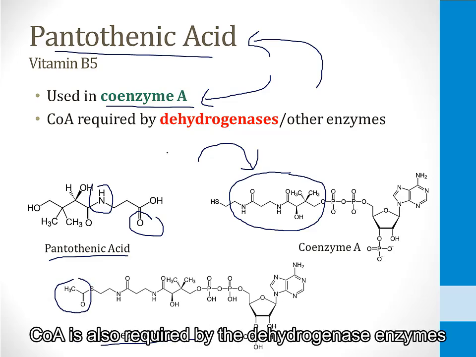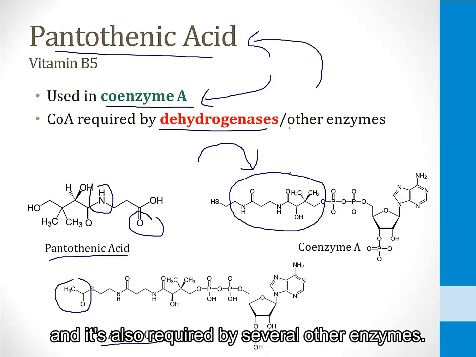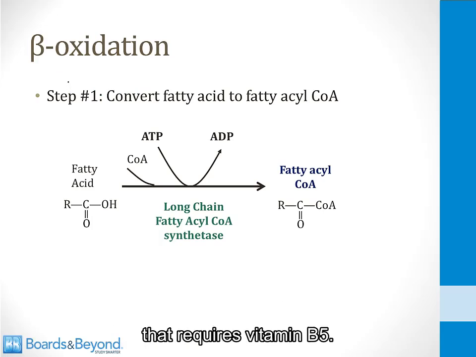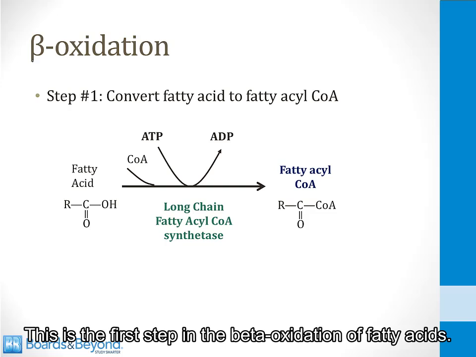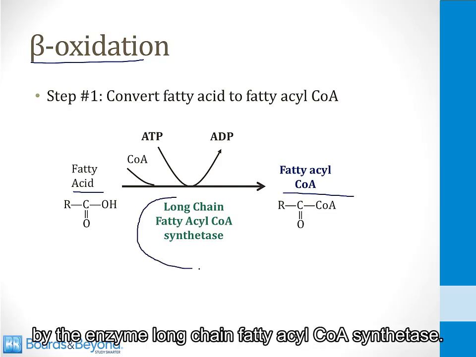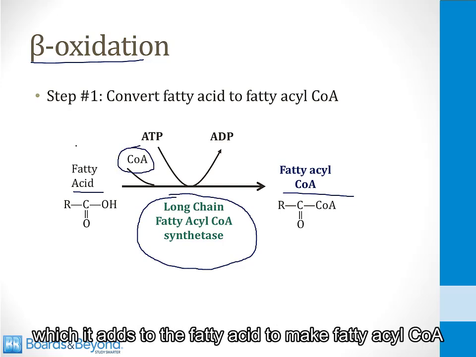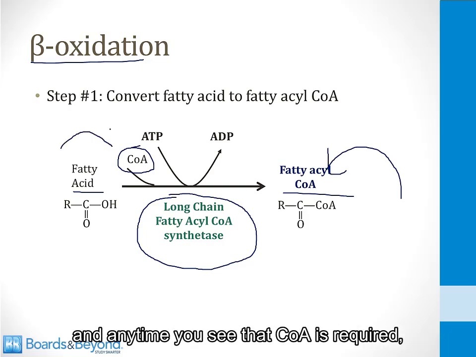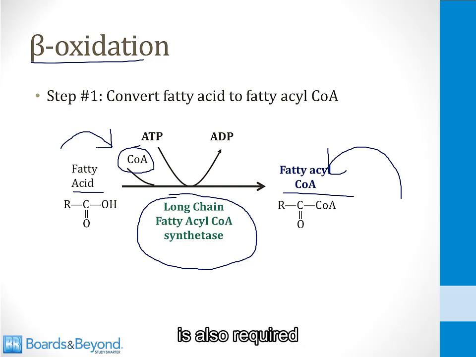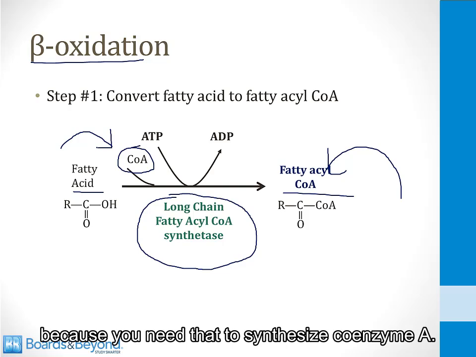CoA is also required by the dehydrogenase enzymes, and it's also required by several other enzymes. Here's an example of one of the enzymes that requires vitamin B5. This is the first step in the beta oxidation of fatty acids. Fatty acids are converted to fatty acyl-CoA by the enzyme long-chain fatty acyl-CoA synthetase. This enzyme requires CoA, which it adds to the fatty acid to make fatty acyl-CoA. And anytime you see that CoA is required, you should remember that that means vitamin B5 is also required, because you need that to synthesize coenzyme A.